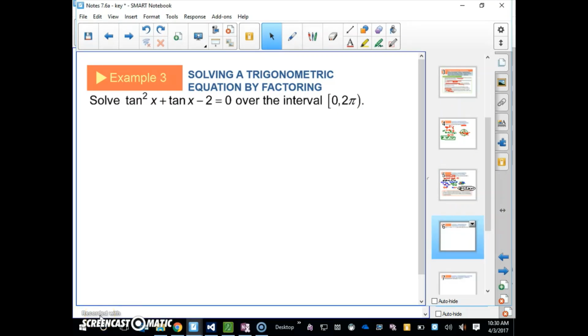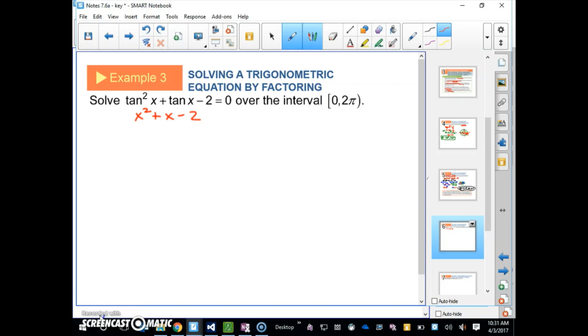Example 3, we're solving tangent squared x plus tangent x minus 2. And when I look at this problem, I can see there's more than one variable term. And so I immediately know I'm not going to be able to isolate. I want to isolate because that's easy, but I know I can't. And so when I look at this one, tangent squared x plus tangent x minus 2, I guess you need to train your eye, but it kind of looks to me like this. I don't know that you want to write that down, waste space, but that's what this looks like.